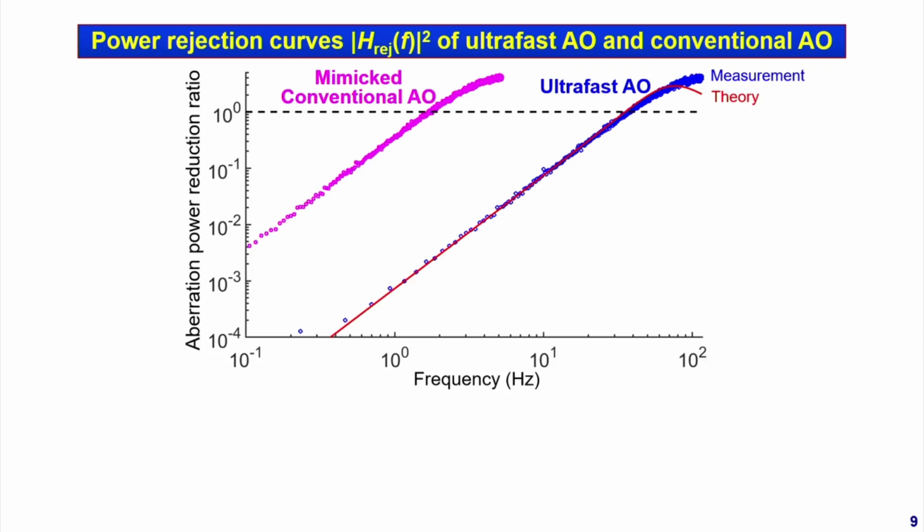To characterize the temporal performance of the AO system more comprehensively, we measure the power rejection curve, which shows the aberration power reduction ratio as a function of frequency. The lower the aberration power reduction ratio, the better the AO correction. When this ratio is no smaller than 1, the AO system can no longer correct aberrations. Hence, the AO bandwidth is defined as the frequency when the aberration reduction ratio reaches 1. The bandwidth of our ultrafast AO is 37.5 Hz, much larger than the bandwidth of the mimicked conventional AO. At low frequency, ultrafast AO reduces aberration power density 500 times better.